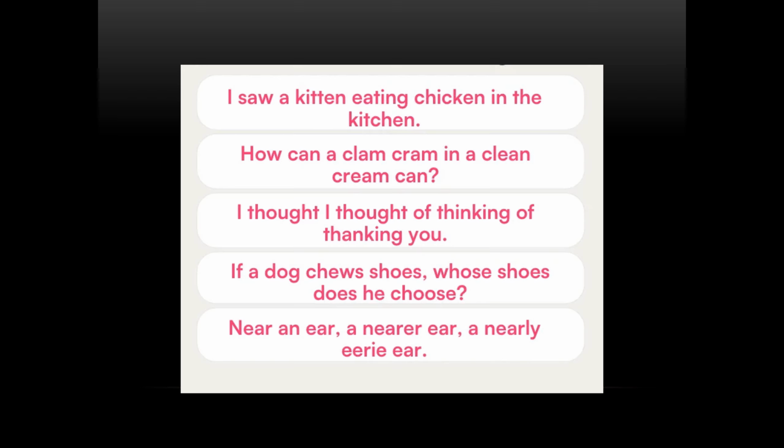Here are a few more tongue twisters for your practice of fluency. I saw a kitten eating chicken in the kitchen. Try saying all these tongue twisters without stopping with fluent language, without looking at the sentence. How can a clam in a clean cream can? I thought of thanking you. If a dog chews shoes, whose shoes does he choose? Near an ear, a nearer ear, a nearly eerie ear.